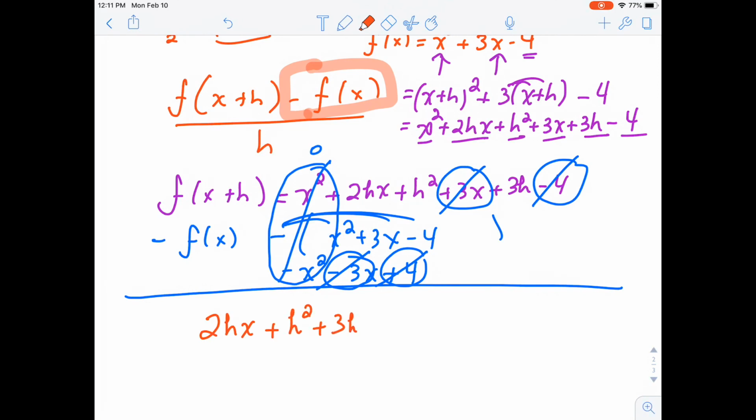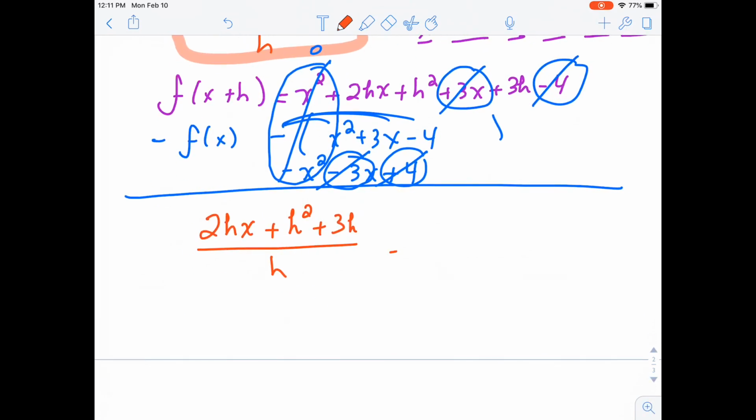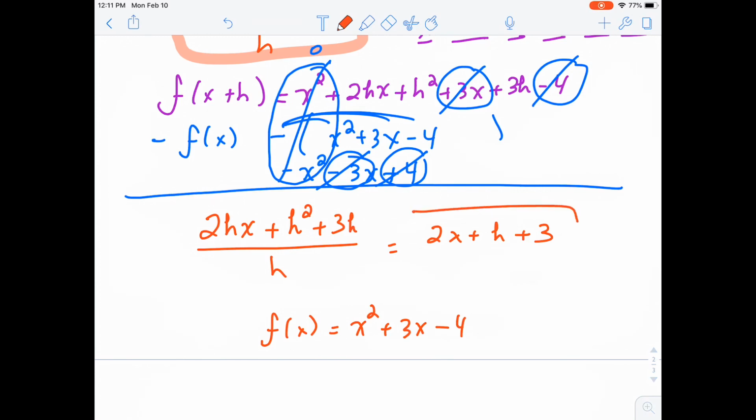The last part tells us to then divide by h. Dividing by h is going to give us 2x plus h plus 3. If you can, try to make a connection between this difference quotient and our original quadratic, which was x squared plus 3x minus 4. This would be our response to finding the difference quotient. Good luck.